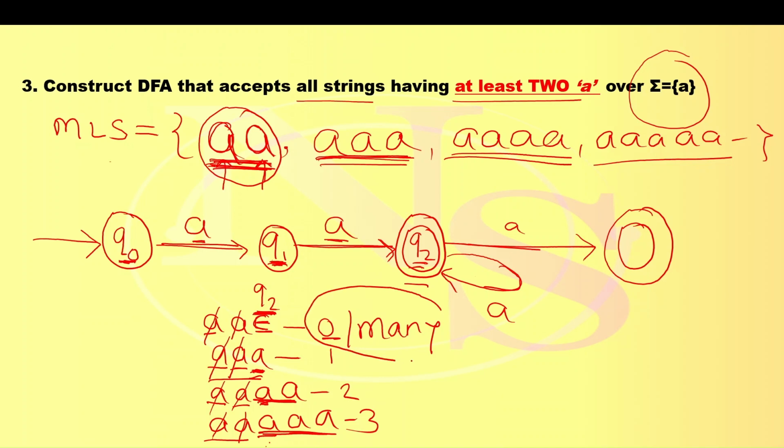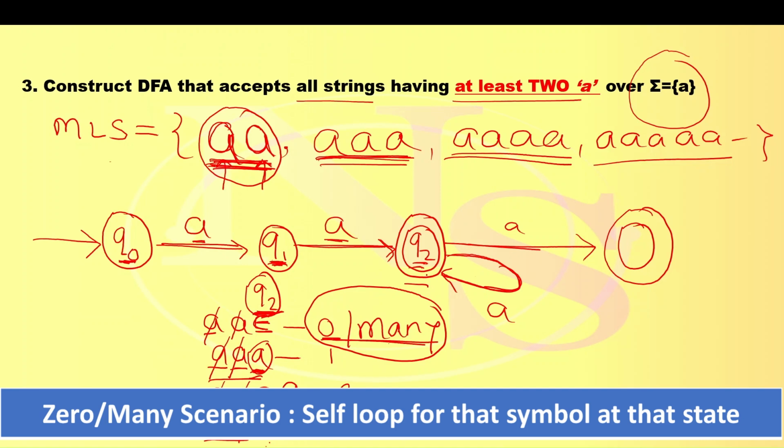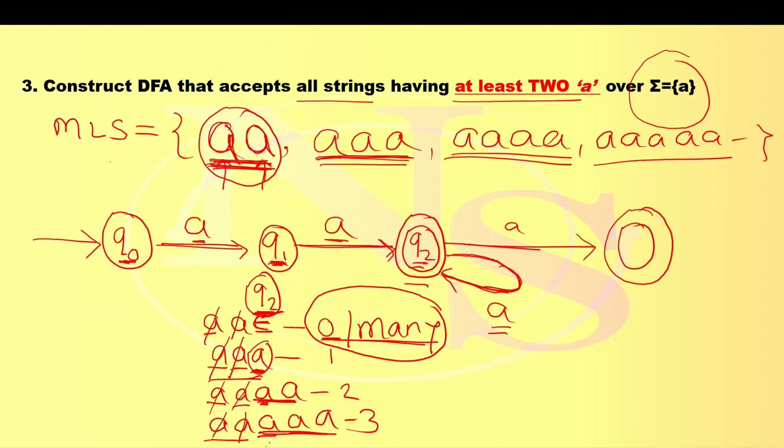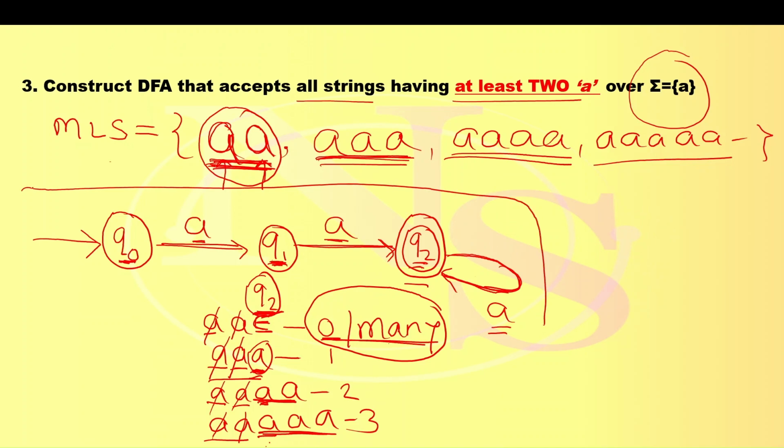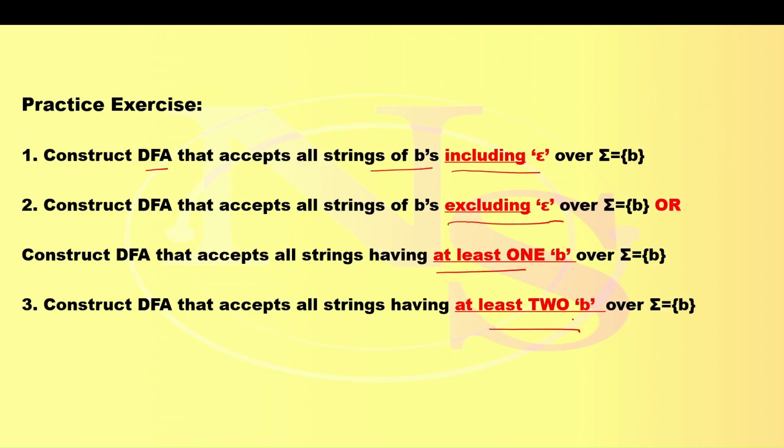So again, there is a similar kind of scenario. Hence, in TOC, whenever you face a scenario like 0 or many, for any symbol A, B or 0, 1, 2, 3, whenever there is 0 or many, you have to give the self loop for that symbol at that state. So Q2 is a state, and at Q2 you need to give the self loop for that specific symbol. Hence, the other possibility can be removed. And this is your final answer to this question. All these three examples explain how to write, or when to write, a self loop. You can practice questions similar to what we have seen.